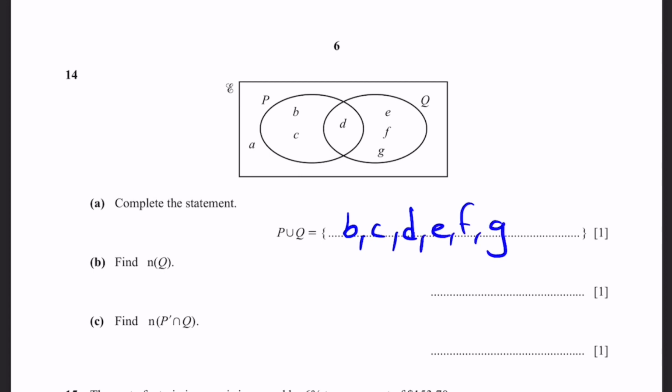That's the answer. B. Find n of Q. That means the number of objects inside Q, which are 1, 2, 3, 4. So n of Q is equal to 4.